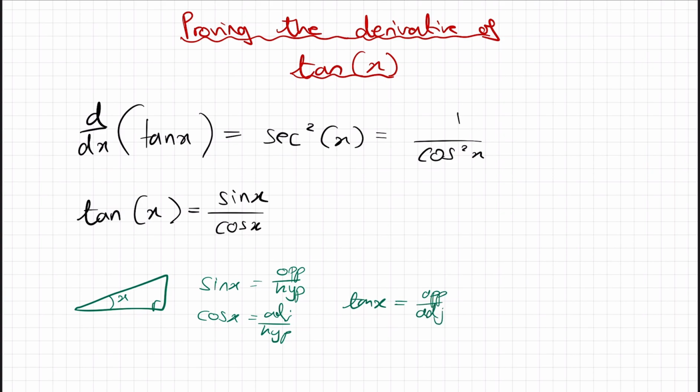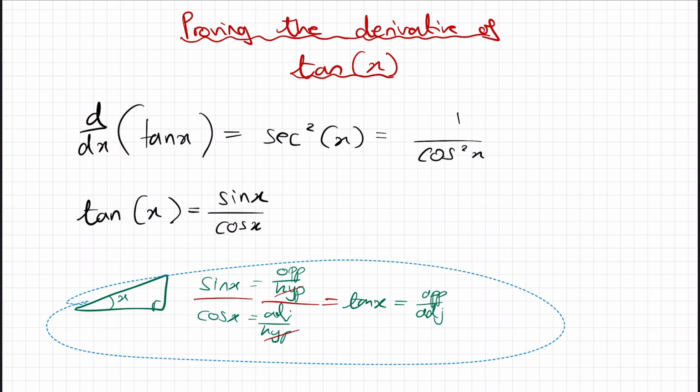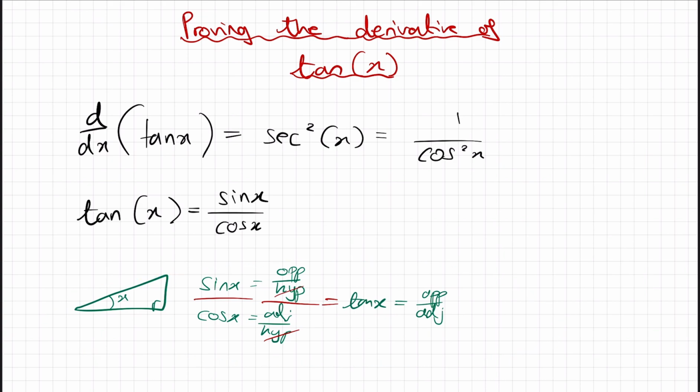So from this, you should be able to see that if we put sin x over cos x, we're going to get opposite over hypotenuse over adjacent over hypotenuse. Now, the over hypotenuse is just going to cancel out if we multiply top and bottom by the hypotenuse. And so that's equal to the opposite over the adjacent, which is equal to tan x. So that's basically why that's true.